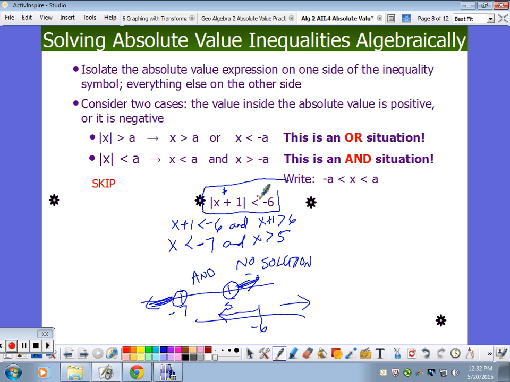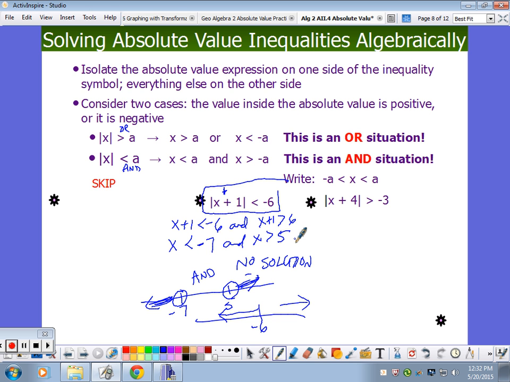It's an and because it's a less than. Less thans are always ands. And greater thans are always ors. So, does not work, no solution. If you can do that, just take 2 seconds before you start a question. Is this one of those wacky things? You can save yourself a lot of time.